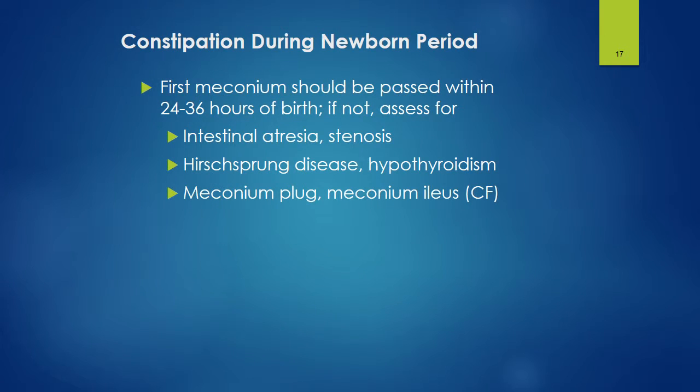Constipation during the newborn period. The first meconium should be passed within 24 to 36 hours of birth. If not, the nurse should assess for intestinal atresia, stenosis, Hirschsprung disease, hypothyroidism, meconium plug, or meconium ileus, which would indicate possibly cystic fibrosis.